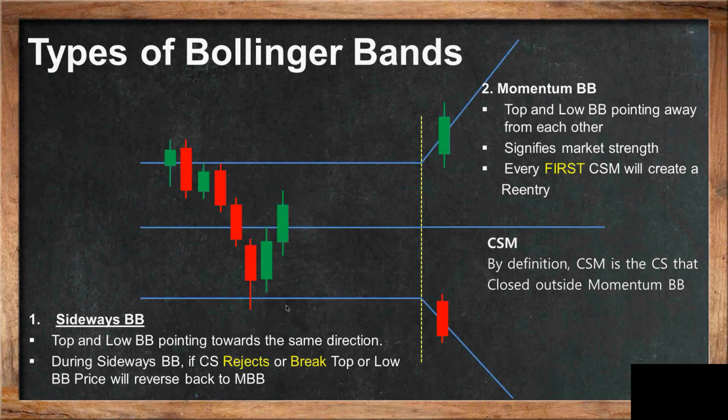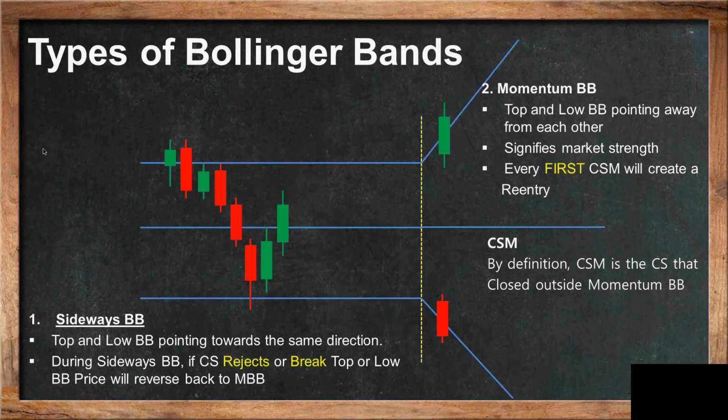So how do we actually know if the Bollinger Band is sideways? In my point of view, as long as the top and low BB are pointing in the same direction, that is a good indication that the Bollinger Band is sideways. So in here we have the market going sideways, where top and low are pointing in the same direction.